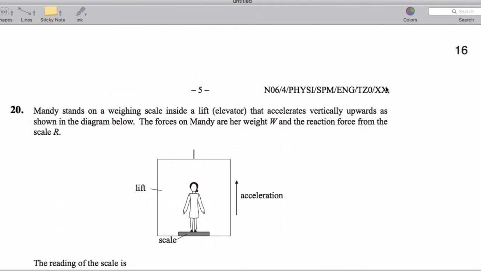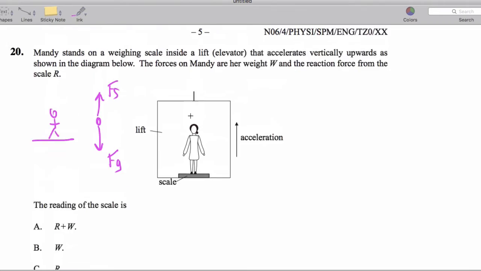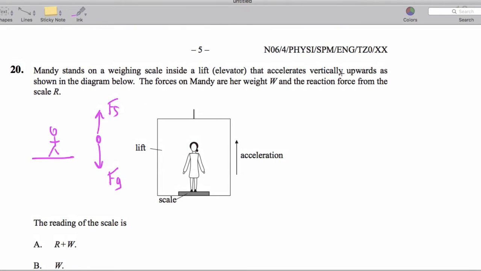Finally, the last question. Here we are. Another elevator question. So here we go. Now what do we have acting? Here's Mandy. Let's do the free body diagram. We have the scale reading and the weight reading. Okay, so we are accelerating vertically upwards. That means the scale reading has to be bigger than the gravity reading.